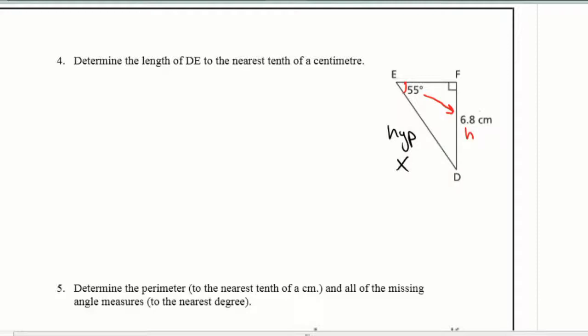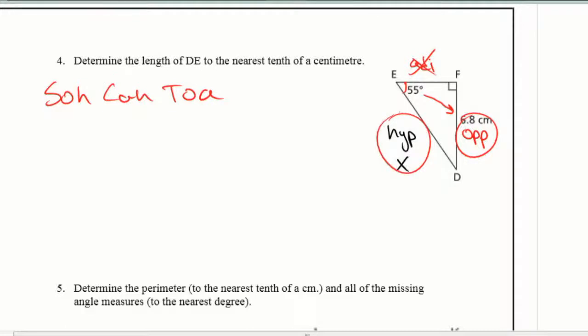Angle E, I go here. This is my opposite side. And EF is the adjacent, but I don't need it, so I'm not going to worry about it. Okay, I have the opposite. I have the hypotenuse. I'm trying to find, I have an angle. So, SOH CAH TOA, which one am I going to use? Well, in this case, I have the opposite and the hypotenuse. So I'm going to go for sine, because that has the two sides I need.